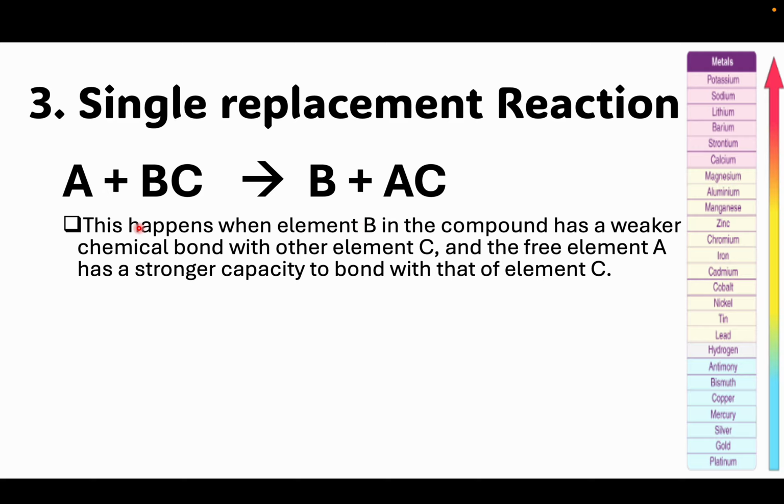So, in the description, we have our B here, which is considered weaker. For example, they are partners, B and C. Since B is weaker, meaning it is lower on the list, it is less reactive. And the neighboring element is much stronger, so maybe it is higher up compared to B down here. There's a possibility that it will replace B. Di ba, ganun naman talaga ang life. If you're weak, you'll be replaced by a much stronger one. But not all the time. Okay?